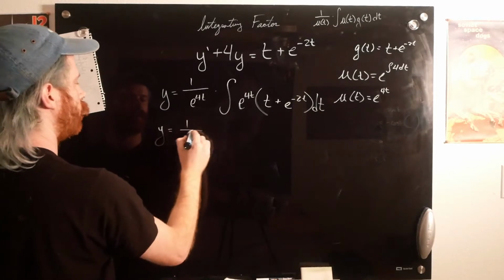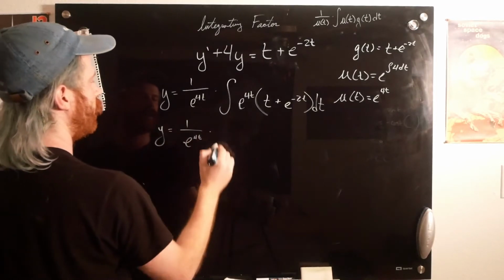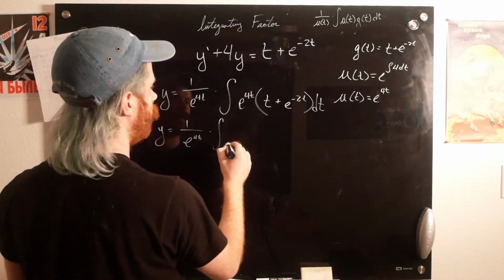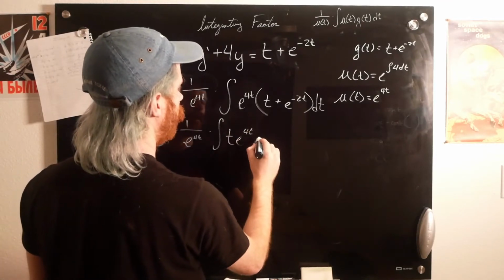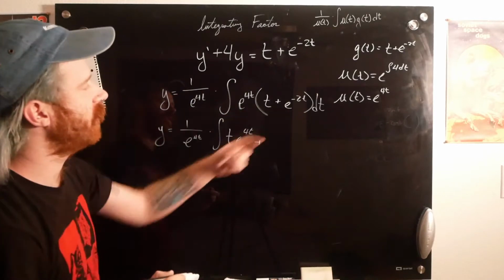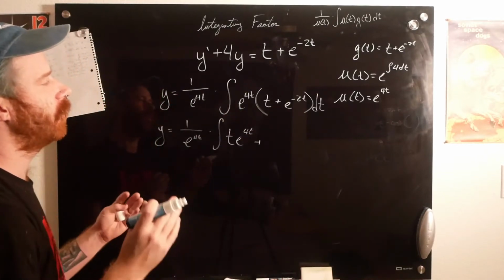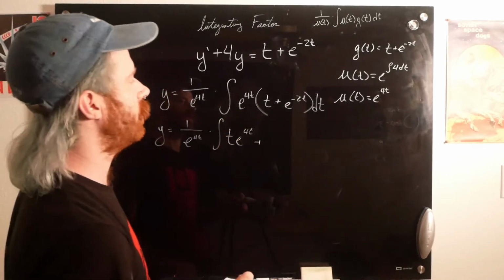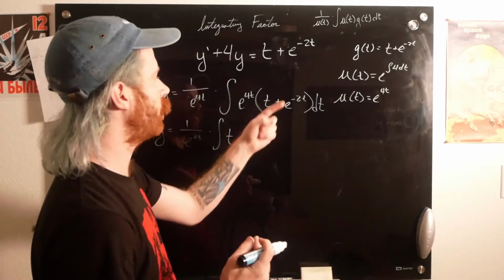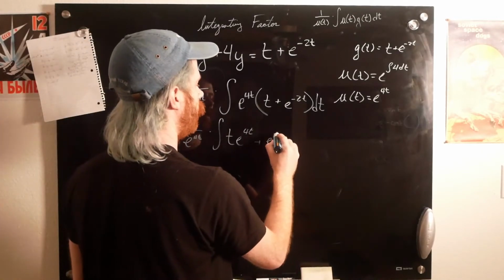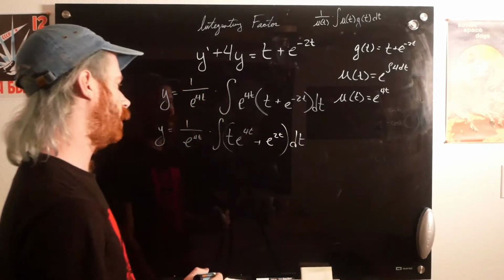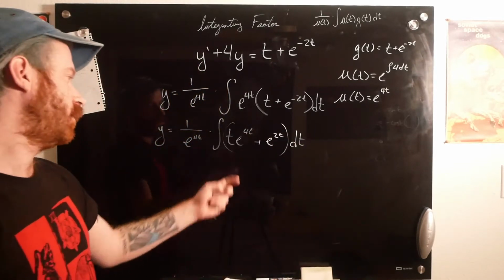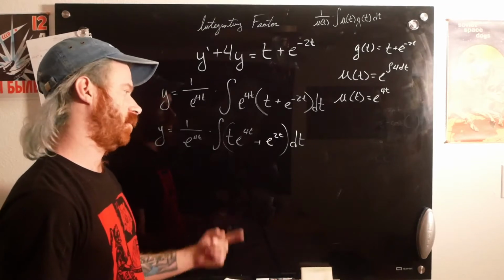So y equals 1 over e to the 4t times the integral of t e to the 4t plus e to the 4t times e to the negative 2t. Whenever you're multiplying something with the same base, you can just add the exponents together. So 4t minus 2t is just 2t. E to the 2t dt. Just like that. So for this first part, we're going to have to use integration by parts.